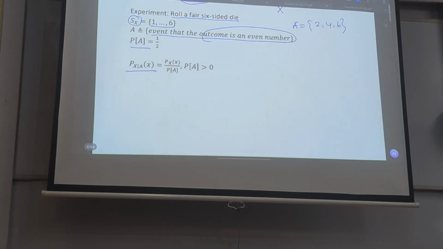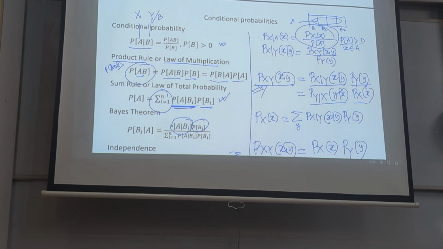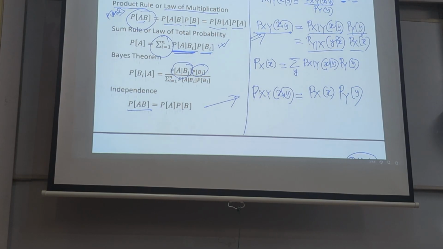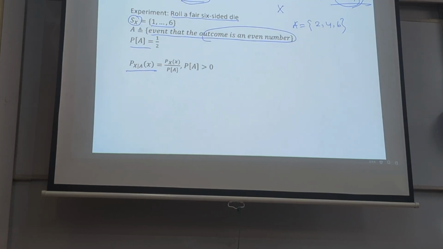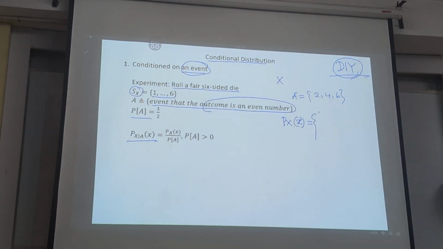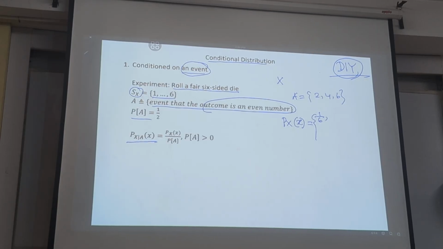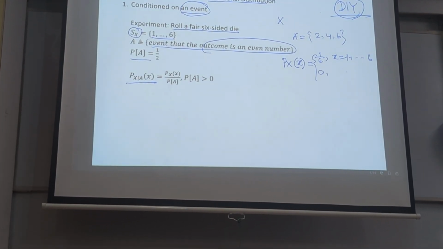The PMF of X given A for any value, this should be in A. I have two conditions here, right? The probability of A should be greater than 0 and X should be in A. If X is not in A, then the probability will be 0. So, normally, if we write the unconditional PMF of X, what is it? It is 1/6 for X equal to 1 to 6, and it is 0 otherwise.